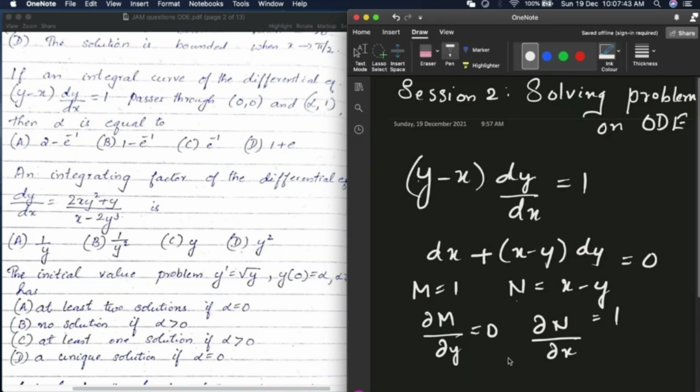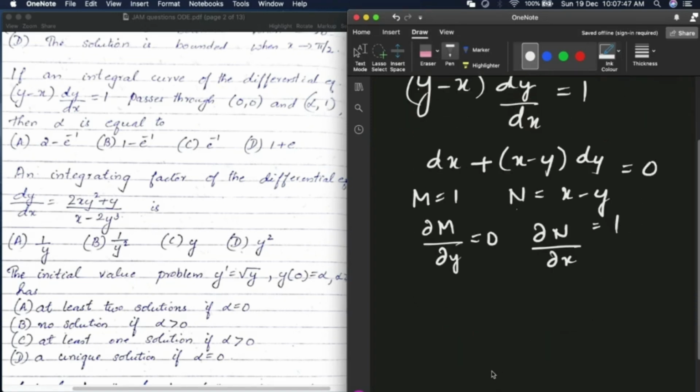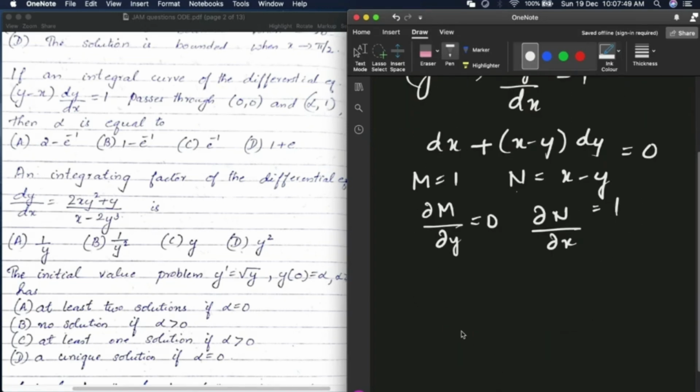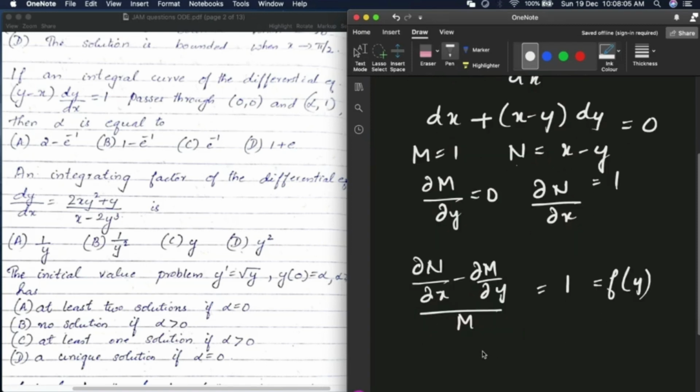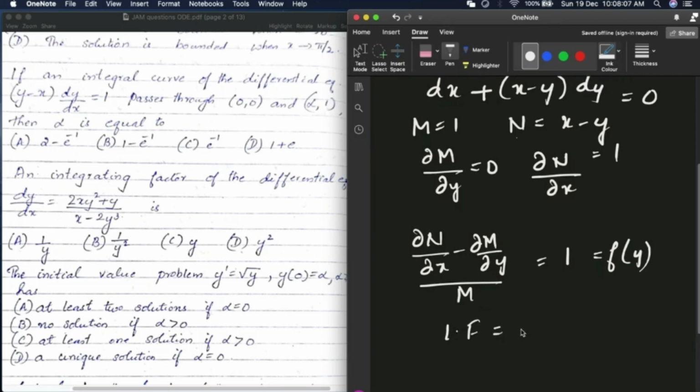So this is not an exact differential equation, so you have to find an integrating factor to make it exact. I think this will work: dou N by dou x minus dou M by dou y, divided by M. That is actually 1. I can consider this as a function of y. The integrating factor theory I explained last time, so I'm not going into the theory. So it is e raised to integral 1 dy, which is equal to e raised to y. So you got the integrating factor.